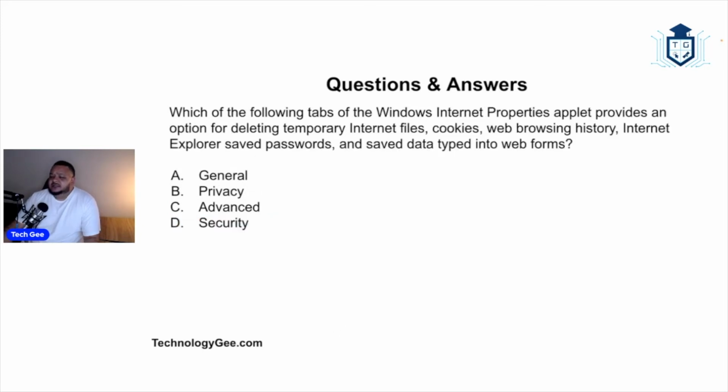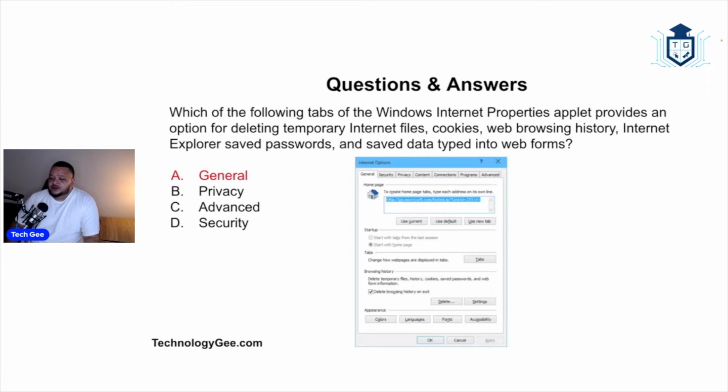Which of the following tabs of the Windows Internet Properties applet provides an option for deleting temporary internet files, cookies, web browsing history, Internet Explorer saved passwords, and saved data types into web forms? Which would be your General tab, your Privacy, Advanced, or Security tab. So which one of these tabs allows for you to do all of that wonderful stuff? This will be your General tab.